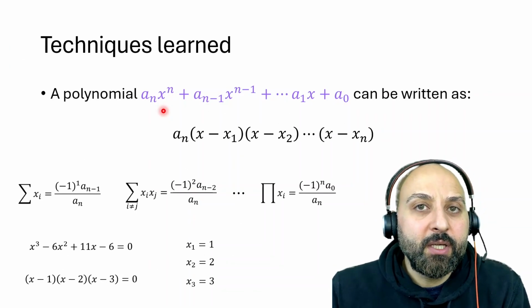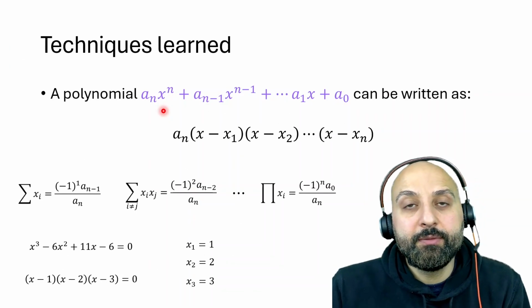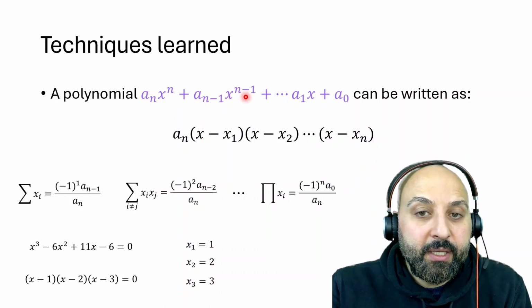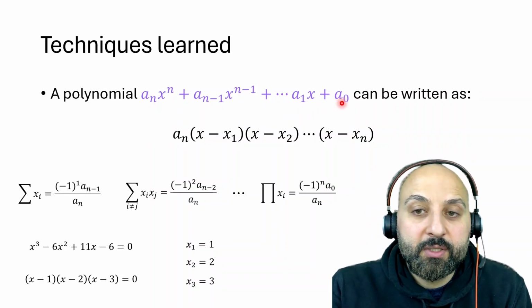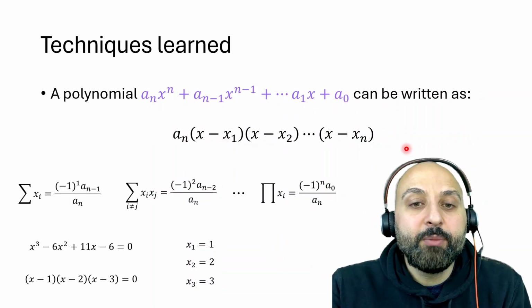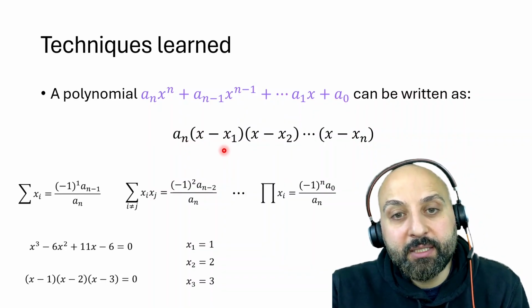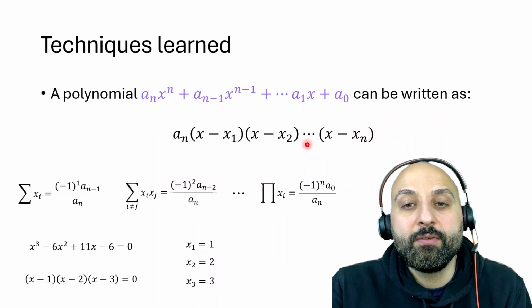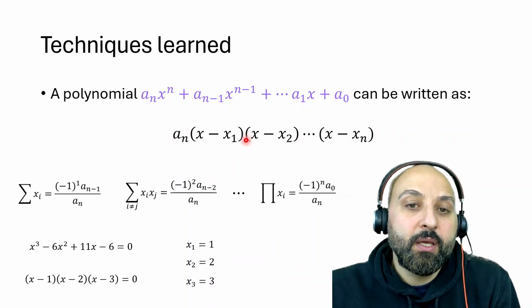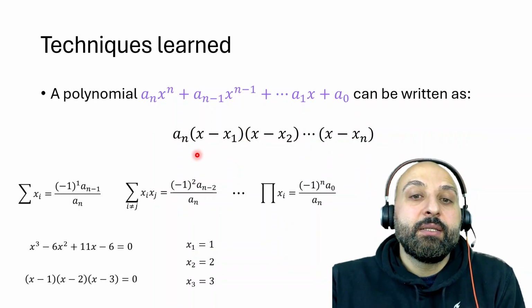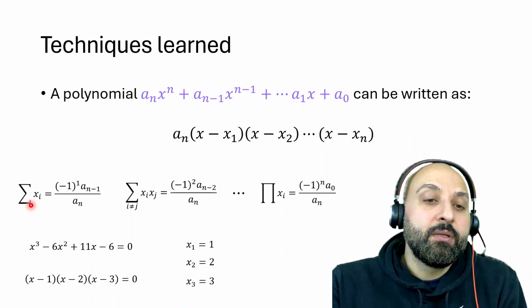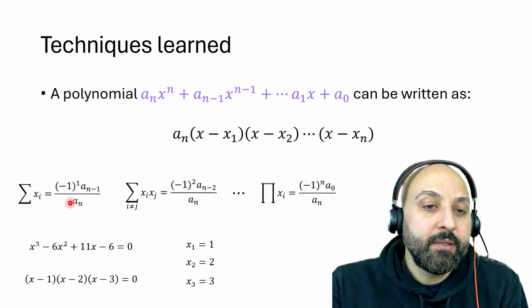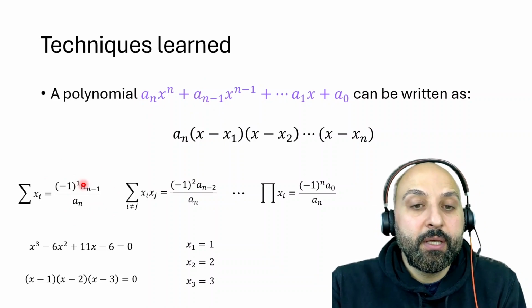All right, let's see what we have learned in this exercise. If you have a polynomial in the format of a_n x^n plus a_(n-1) x^(n-1) plus ... plus a1 x plus a0, we can rewrite this in this format: a_n times (x minus x1) times (x minus x2) till (x minus xn), and these are the roots of this polynomial. What we know is that the summation of all roots is equal to (minus 1)^1 times a_(n-1) divided by a_n. This is the summation of all roots.